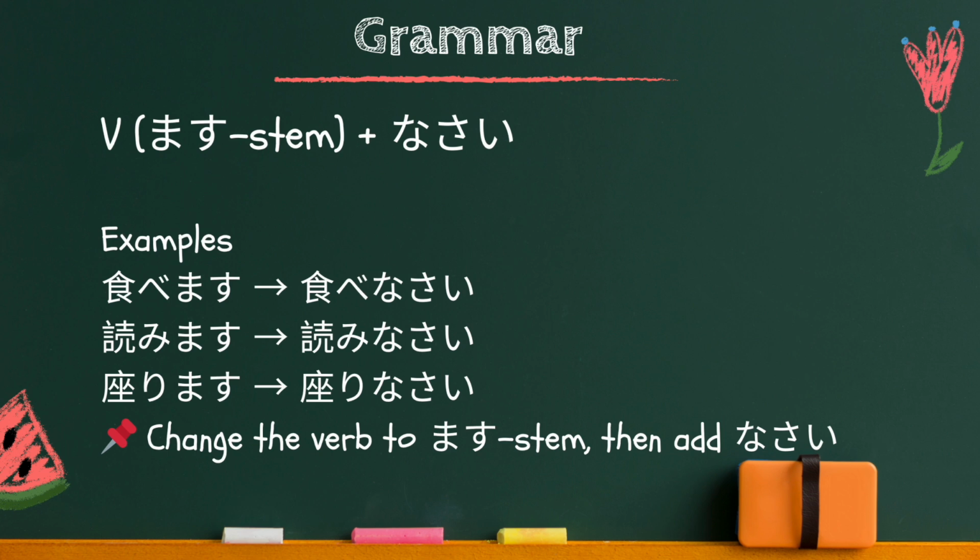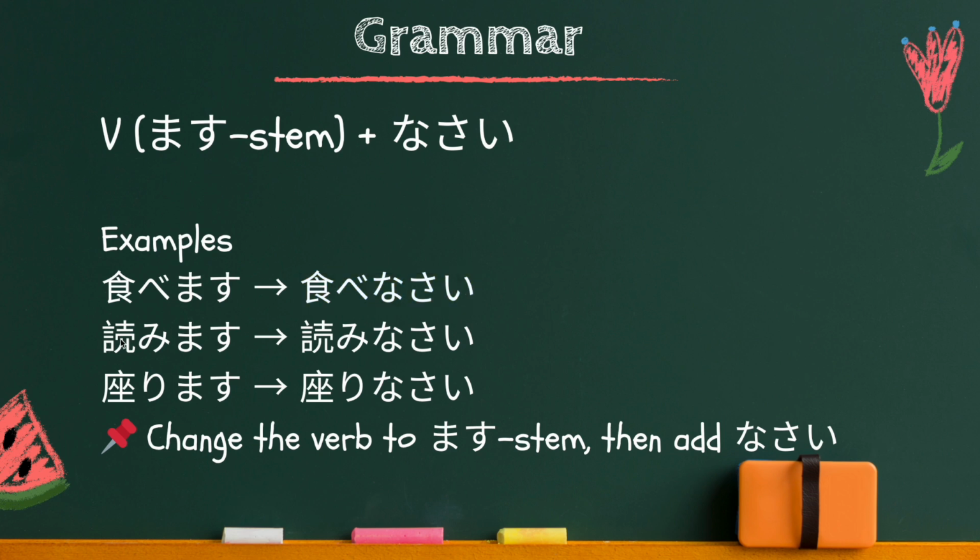Grammar format is this. Use the masu stem and then add なさい. So the grammar format is quite simple. For example, if you use a verb 食べます, the masu stem is this part 食べ. So drop the masu off and then add なさい. So 食べなさい means eat. It's an instruction, eat.